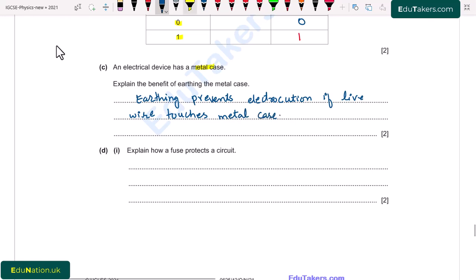Part D. Part 1. Explain how a fuse protects a circuit. Here we have to explain the basic principle of a fuse, and if the current in a circuit is too high, then we use the fuse, and then the fuse melts and there will be no short circuit. I write here, if current in circuit is very high, fuse melts.